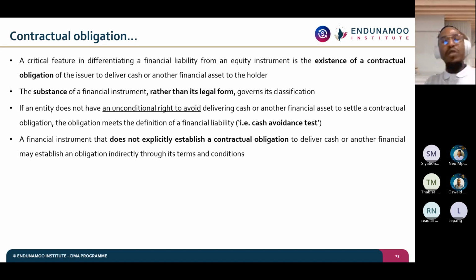Now, the financial instrument being the contract that does not explicitly establish a contractual obligation to deliver cash or another financial asset may establish an obligation indirectly through its terms and conditions. That's why we need to look at the substance of the financial instrument rather than its legal form to determine the classification thereof. Are there any questions so far, ladies and gentlemen?